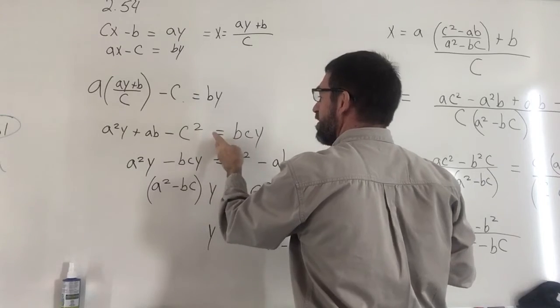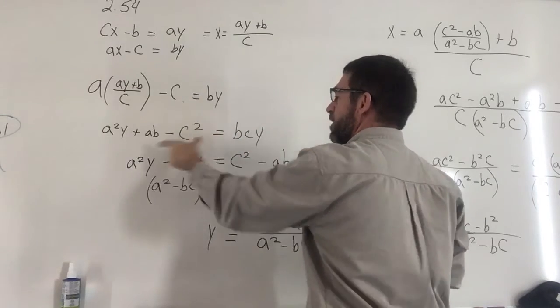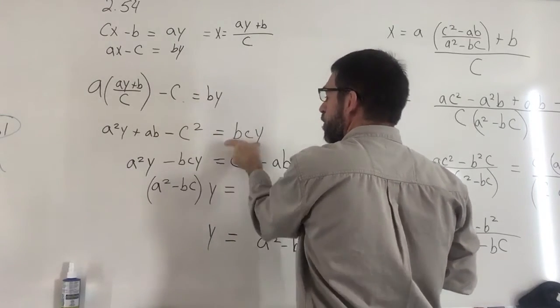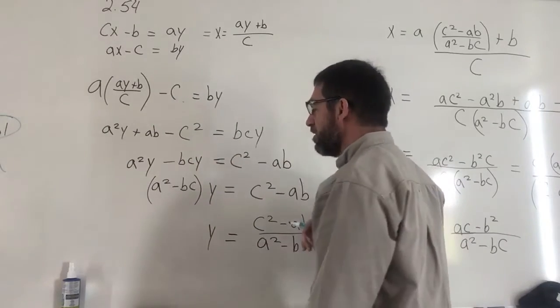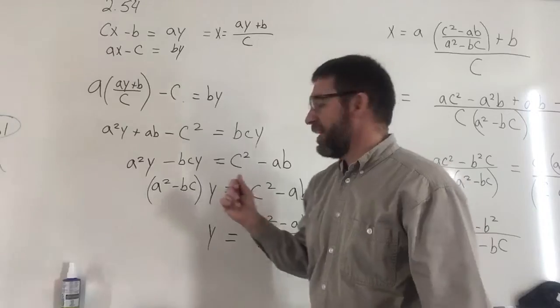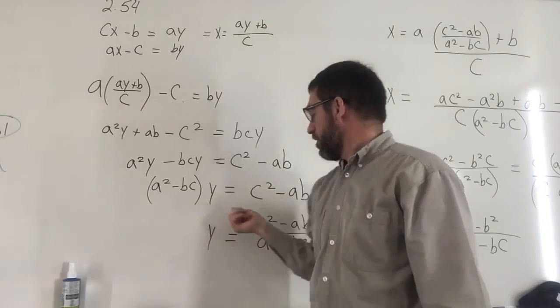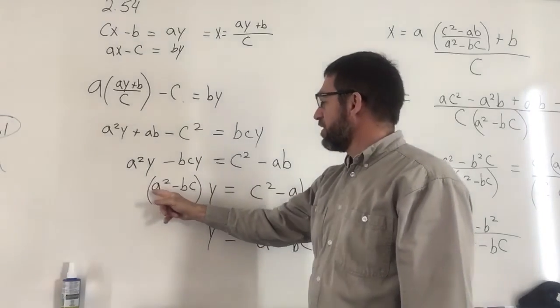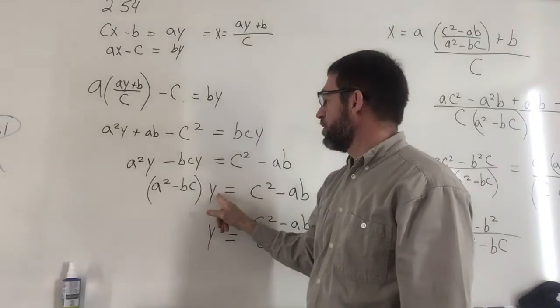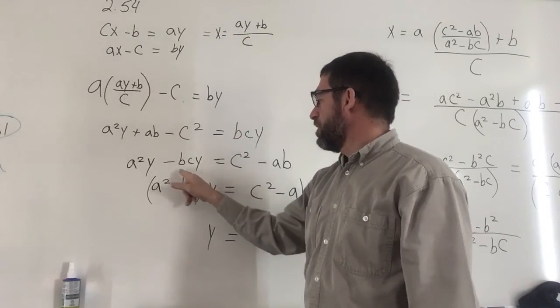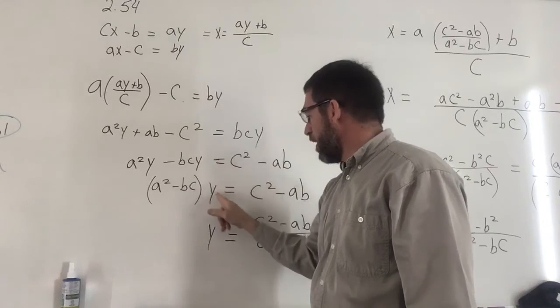I separated this here. So these guys came over here. This guy came over here. And anytime you cross the equal sign, you make it negative. The reason was to isolate the y. So now I put this in parentheses, a squared. I took the y out, bc, took the y out there.